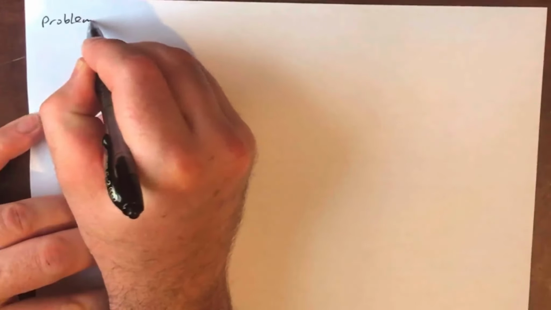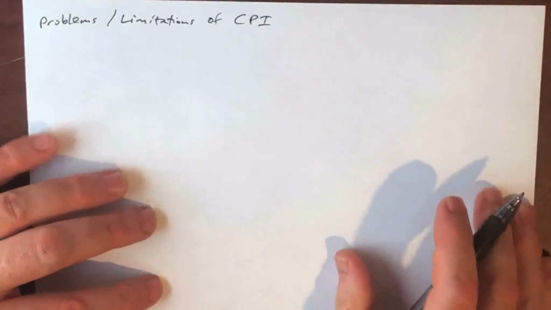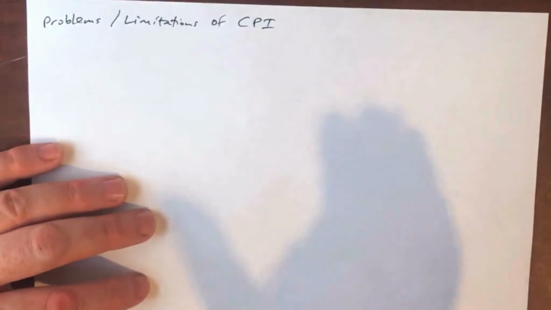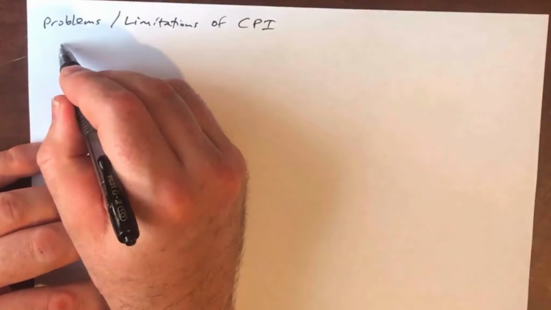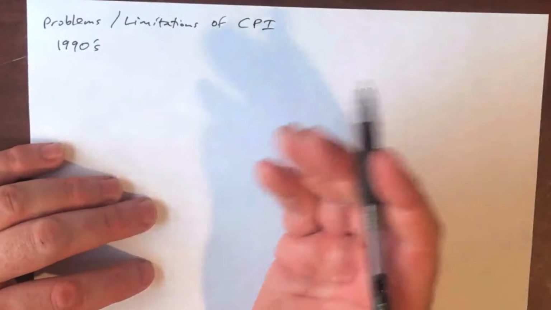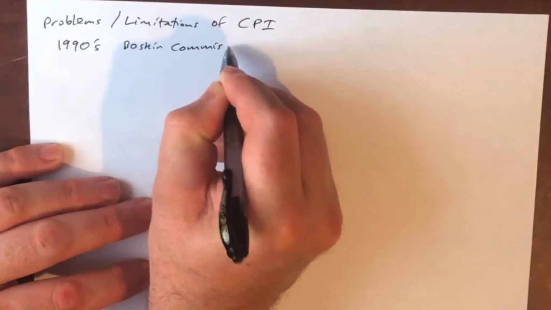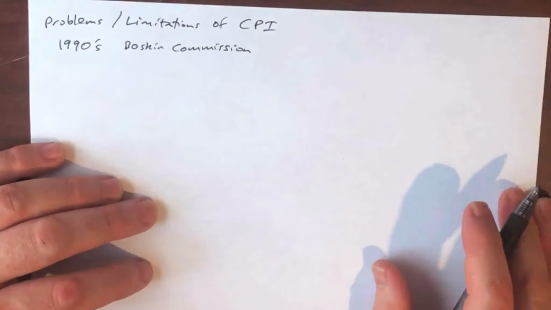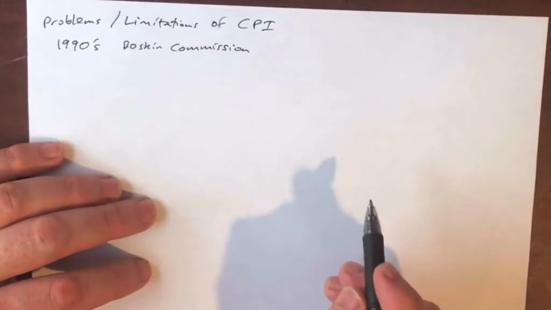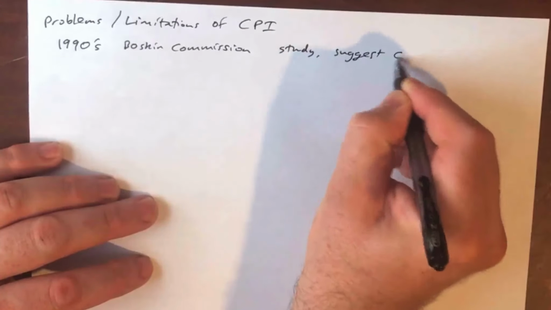Okay, so next topic, let's talk about some of the problems or limitations of the consumer price index as a measure. The consumer price index was criticized. It's a famous set of criticisms that emerged in the 1990s, and the CPI was studied by the Boskin Commission, a group of notable economists and political figures who were appointed to study the consumer price index and suggest some improvements.